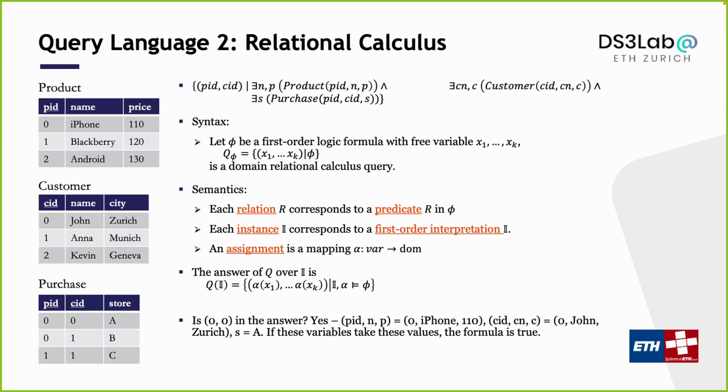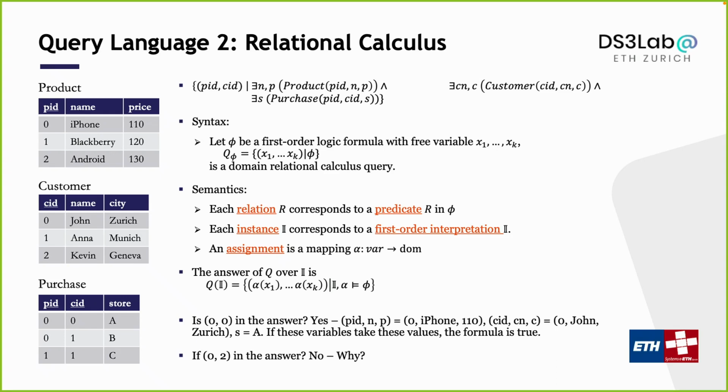So is the tuple 0 and 0 in the answer? Well, in this case, yes, because I'm able to find that assignment. Here I have an assignment that assigns PID to 0 and CID to 0. I'm able to find the N and the P such that this formula is actually true. When that happens, the tuple 0 and 0 is actually in the result of this query.